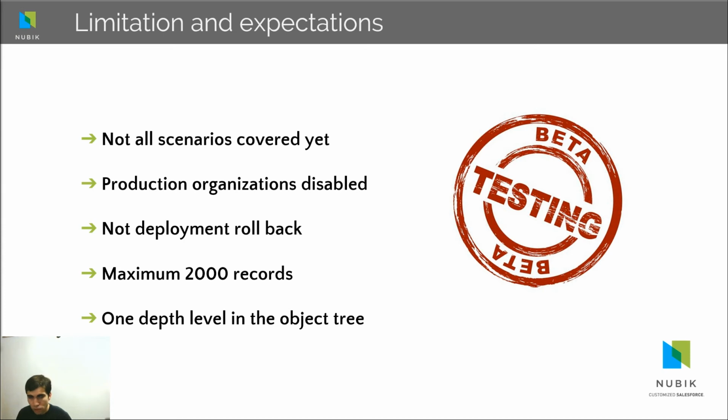Maximum 2000 records. This is basically because they are not using the Bulk API, but they say that it may change, and I think they will need to change the API that they are using at this moment. Another, let's say, limitation at this moment, actual expectation: one diff level in the object tree. They say that eventually they will add more, and that's great news.